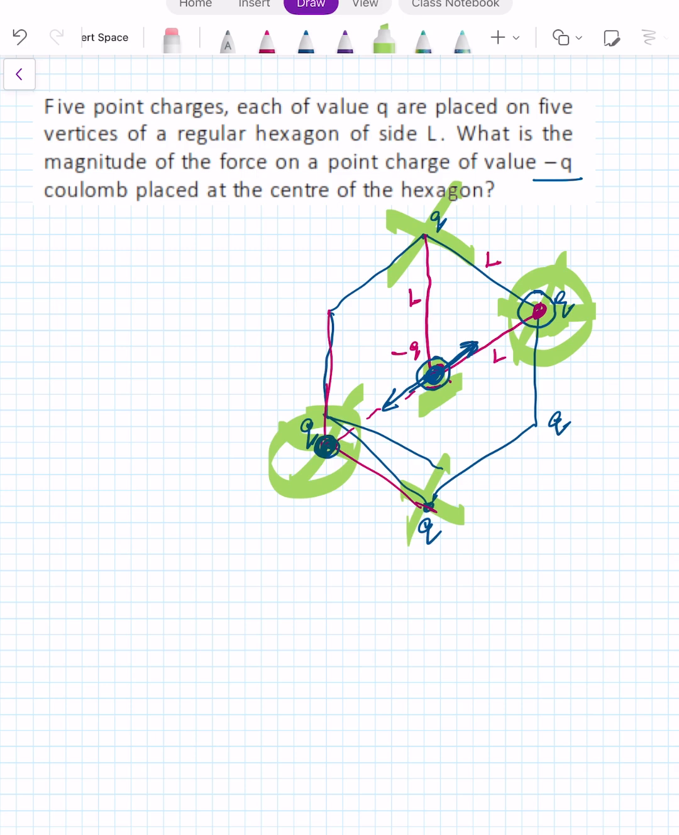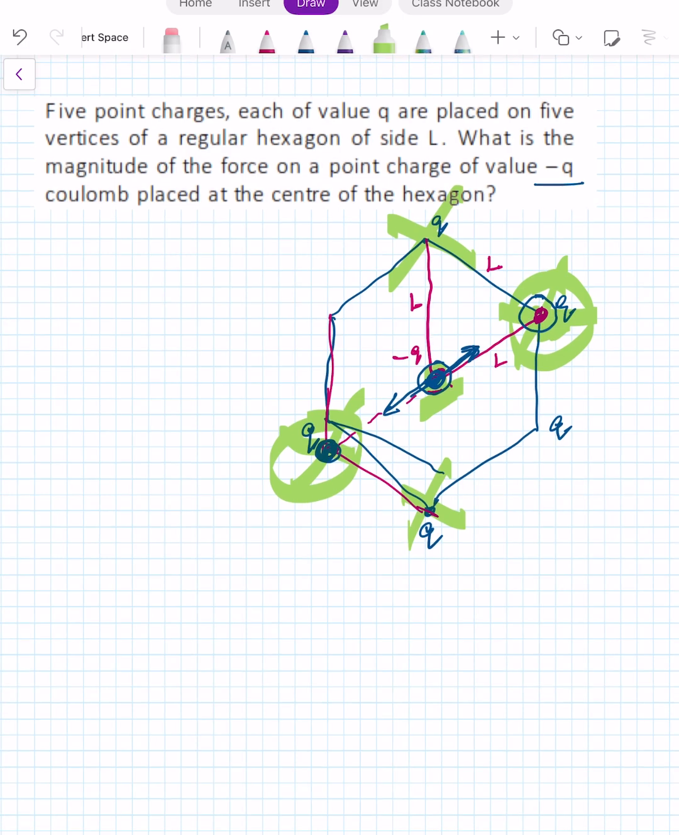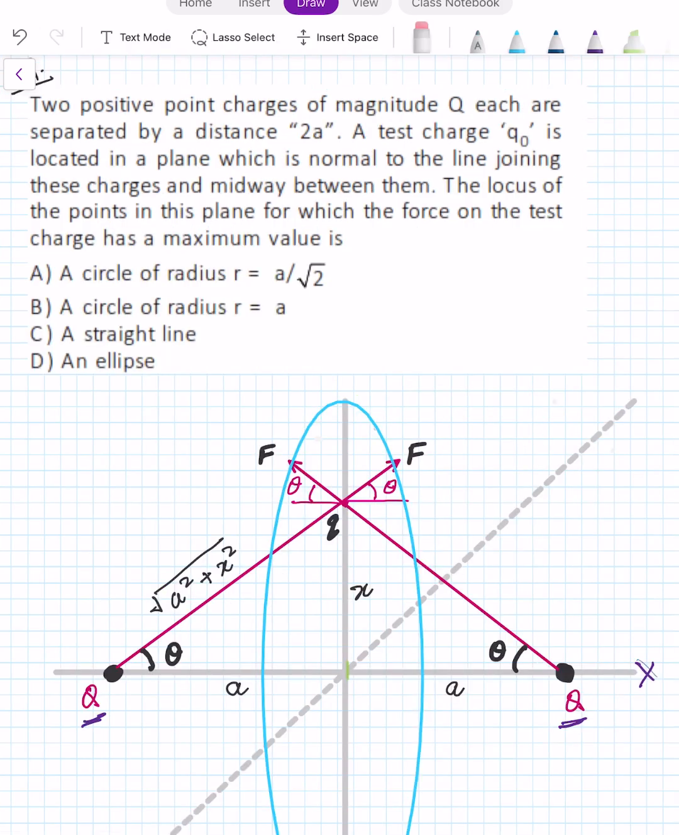So it means that the central charge will experience the force only due to this charge, and it will be in this direction, away from the vacant corner. And the answer will be 1 upon 4 pi epsilon naught q square upon L square. This is the answer. Now let's take the next question.